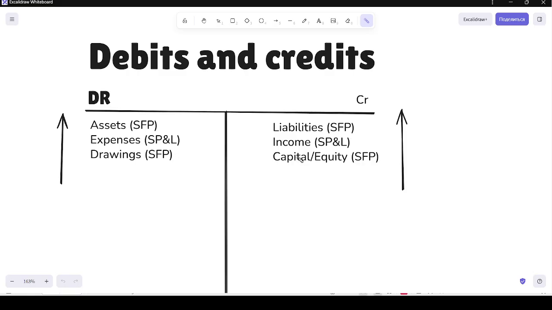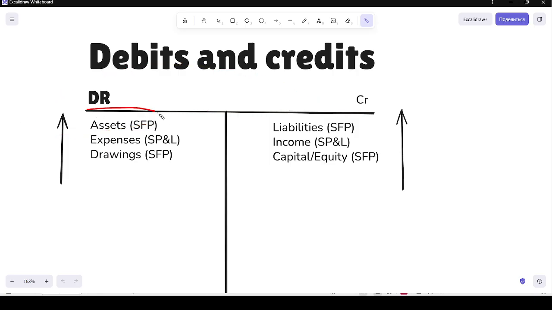Okay, the most important part: debits and credits. They have no meaning. Sorry, it is not bolded. And it's also to grab your attention, maybe, right? Debits. What are the debits? Debits are assets, expenses, and drawings. Assets, expenses, and drawings are part of the debit side, right? On the right side, credits: liabilities, income, and capital equity.